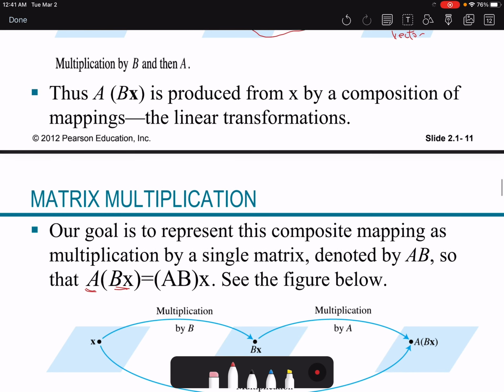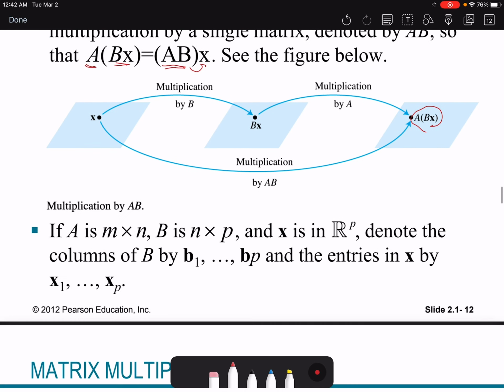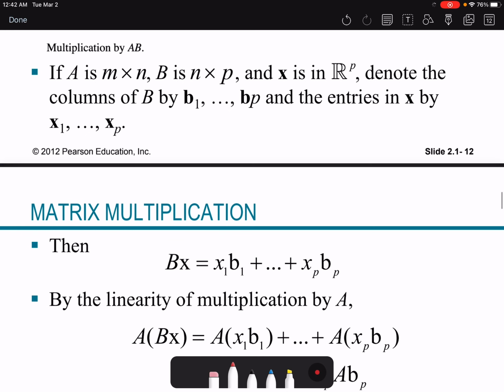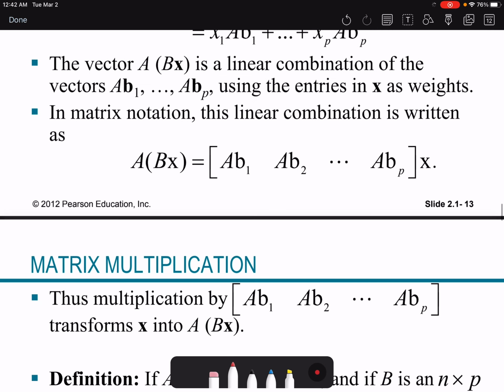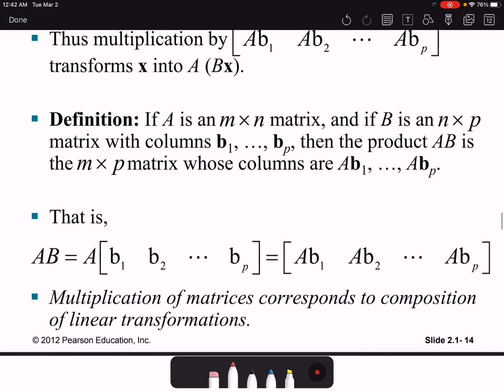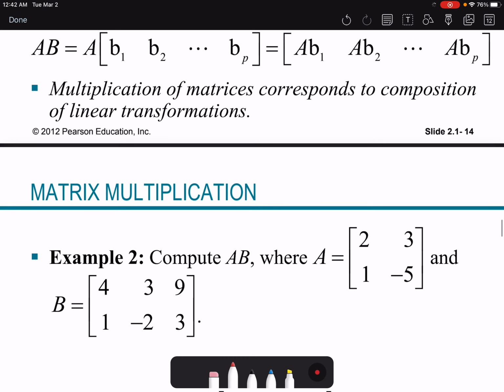We want to say, hey, you can go ahead and multiply A and B together as a new matrix, apply it to this x, and you will get the same place, A times Bx, A of Bx. All right, so we're not going to spend a lot of time talking about theory. We're going to go straight to the multiplication again. Here we go. Compute A times B, where A equals this and B equals that.